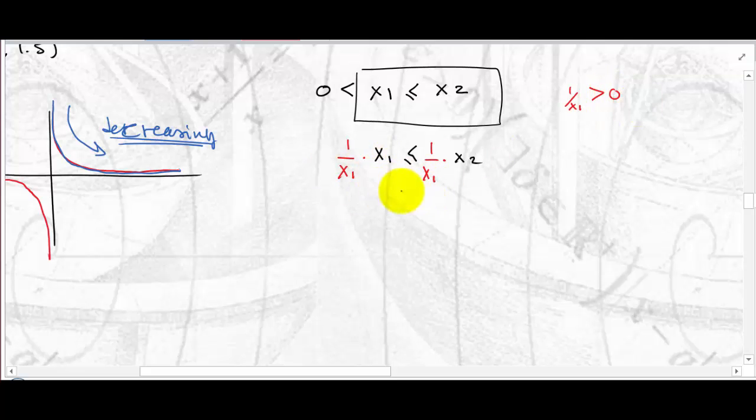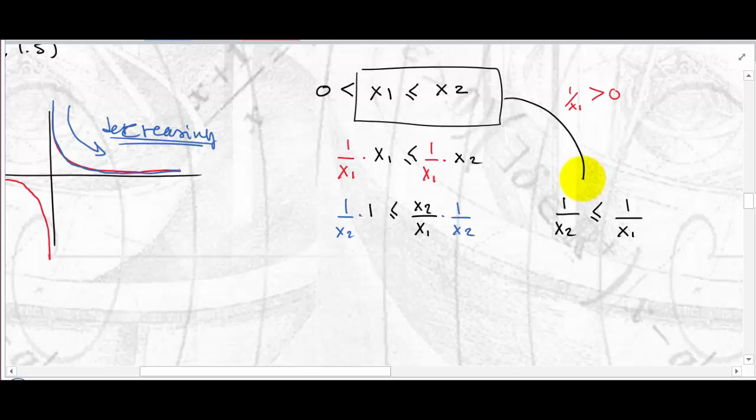I'm allowed to do that. What do I have? I have that 1 is smaller than x2 over x1. And now I'm going to multiply both sides by 1 over x2. Again, I don't need to switch my inequality. It's all positive. And so what do I have finally? I have that 1 over x2 is smaller than 1 over x1.